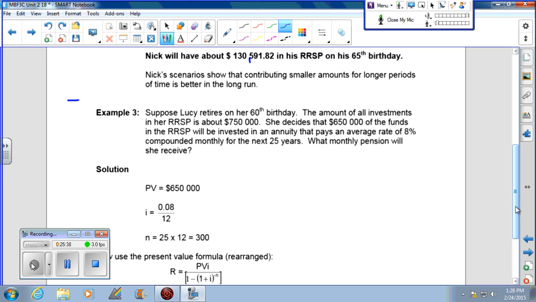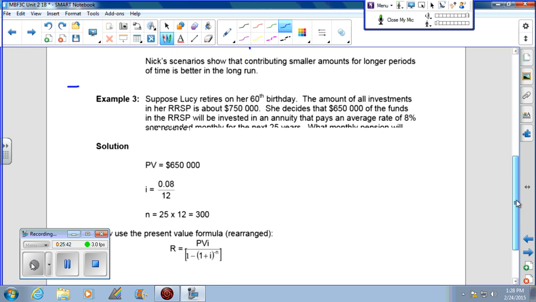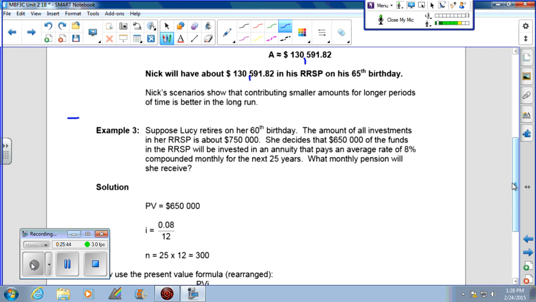So here's an example on page 25. Suppose Lucy retires on her 60th birthday. Okay, 60, and some people do that, right? Maybe they worked really hard, maybe they have health problems, and maybe they just have other things they want to do. They want to watch their grandkids. So let's say Lucy retires on her 60th birthday.